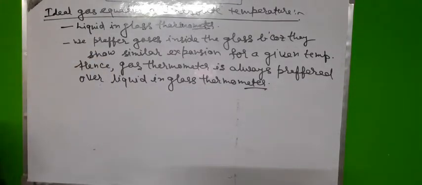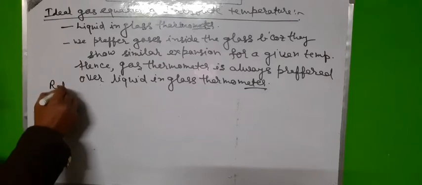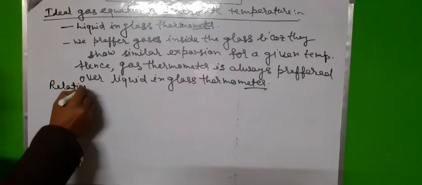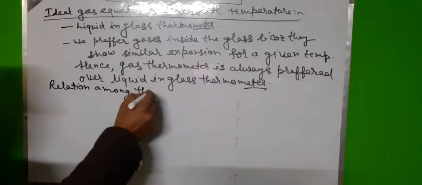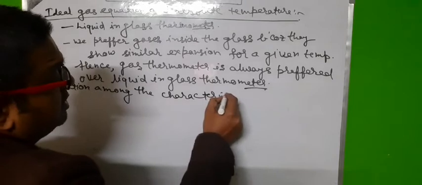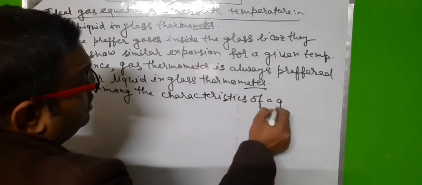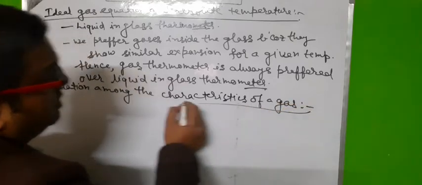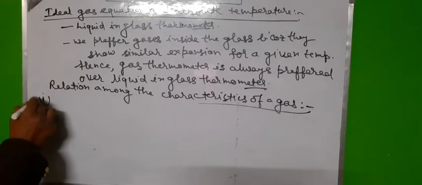Now, relation among the characteristics of a gas. We have to find the relation among the characteristics of a gas, and it was first given by Boyle's law.